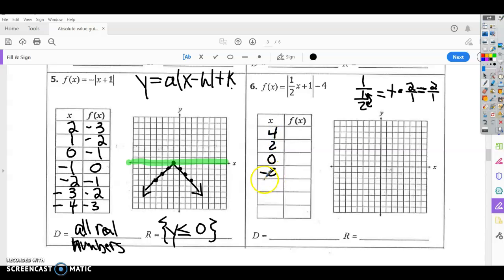And down here I'm going to go -2, -4, -6, -8. And again, when I pick those numbers as even numbers, it just makes it a little nicer when you're trying to plug it in to find the y value. All right, so let's start with 4.